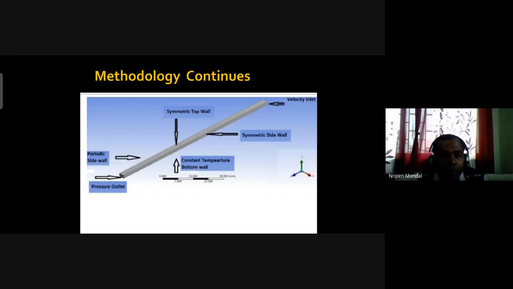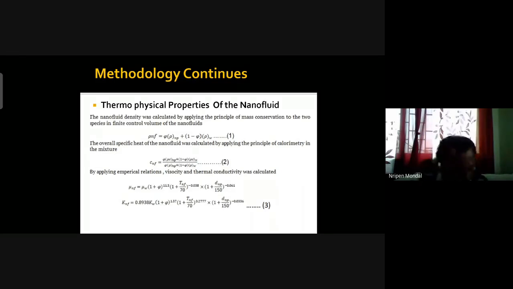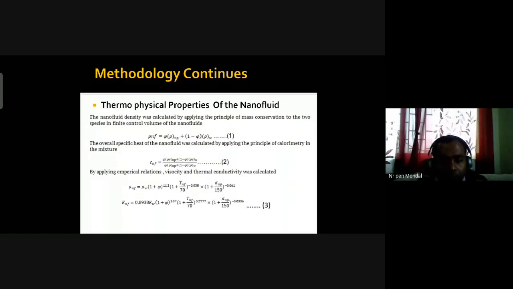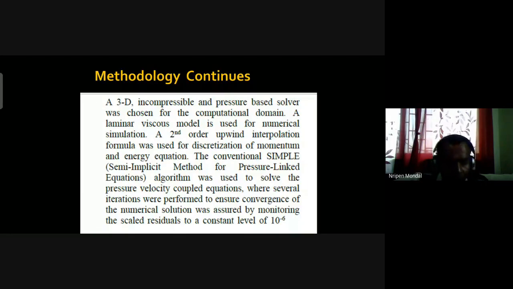We have chosen names of various surfaces as per our need, that is velocity inlet, pressure outlet, heated bottom wall, periodic sidewall, heated top wall, and symmetric sidewall. These are the thermophysical properties of the nanofluid. From this, first we calculated the density, then overall specific heat, and then the viscosity and thermal conductivity. These are the governing equations which we have used in this experiment. And this is basically the process.